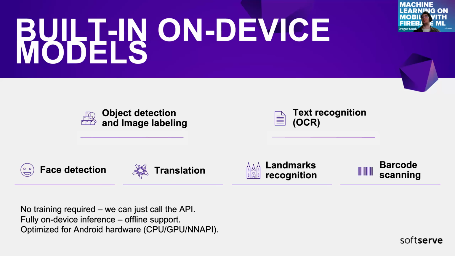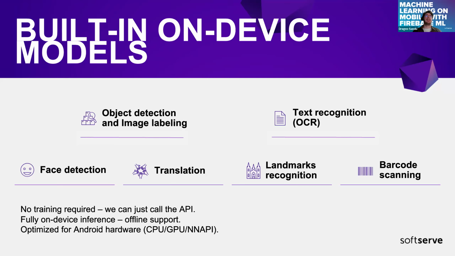And let's see a couple of capabilities that Firebase has. So Firebase allows us to, as I said, have some already provided features. They have small models that do different quick things like object detection and image labeling, text recognition, face detection, translation, landmark recognition, barcode scanning. All of these are parts of the Firebase machine learning kit. And these models are on-device models, which means you don't need to send any data to the cloud in order to run these models.